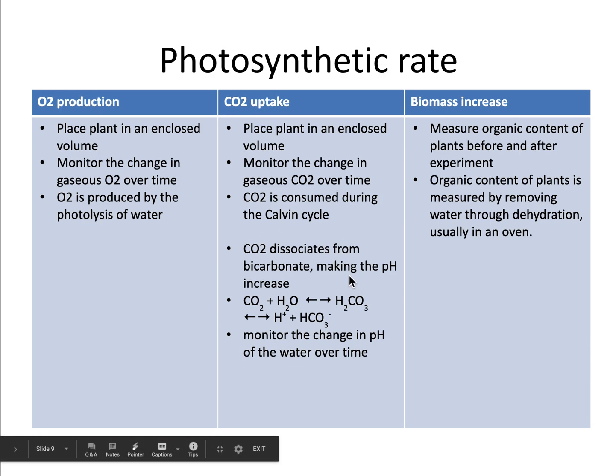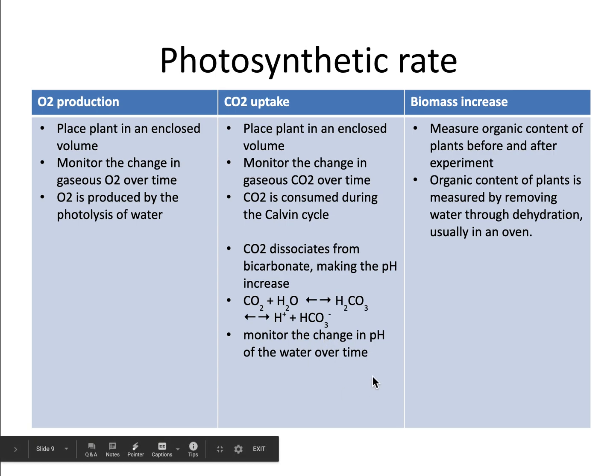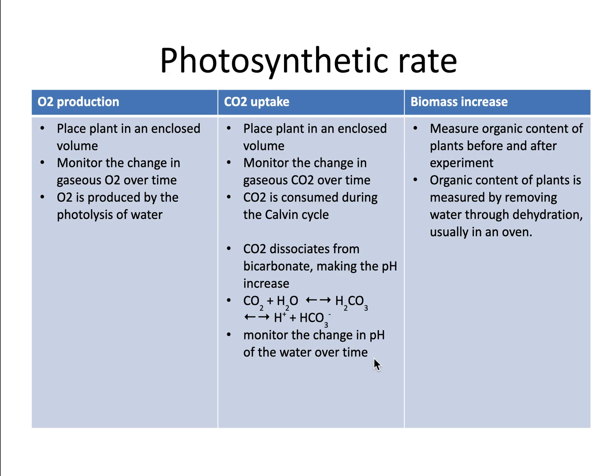Also, you could do it with plants inside some water, and you can check the pH of the water, because the more CO2 dissociating into water, it becomes bicarbonate, and this makes the pH increase. So you could be checking for a high pH level, and then you would know photosynthesis is occurring in those plants. You could also look at biomass.